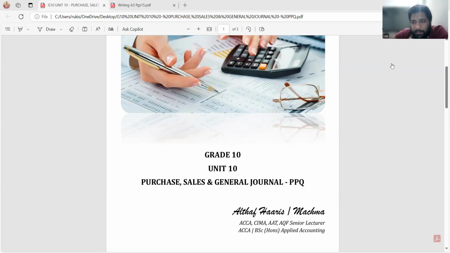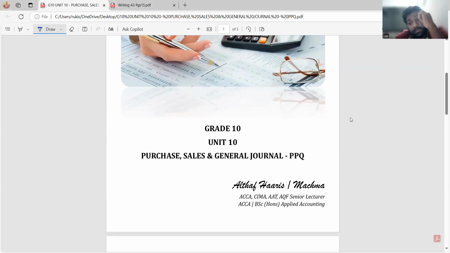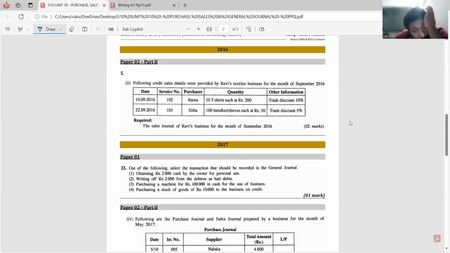Unit number 10. Purchase journal, sales journal, and general journal. So, finish the 2016 paper number.